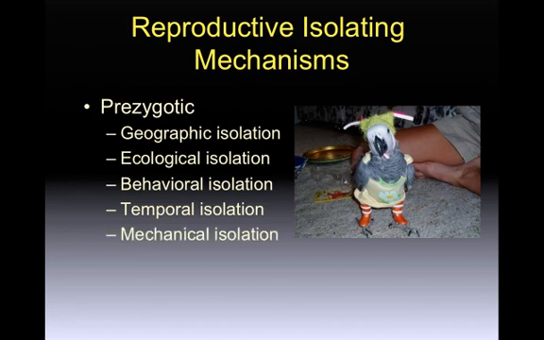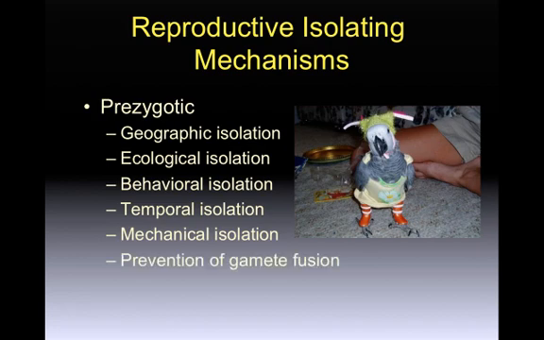The last one is mechanical isolation. So all the ones we've talked about so far are what we call pre-zygotic isolating mechanisms. They are ways of keeping species apart as distinct species before a zygote is actually formed. These are basically pre-mating, pre-formation of a zygote type isolating mechanisms.